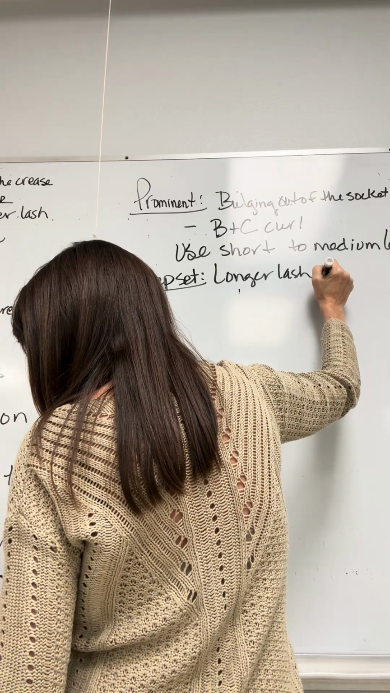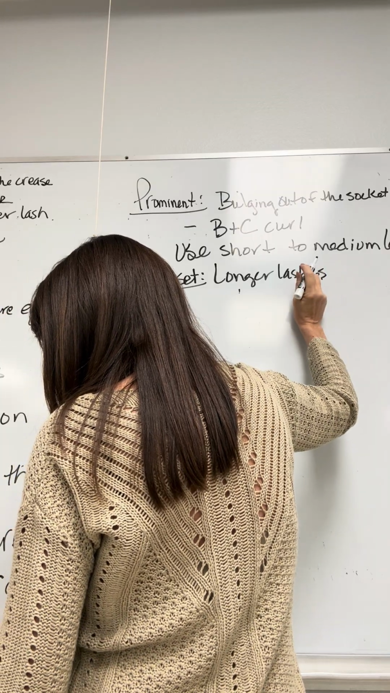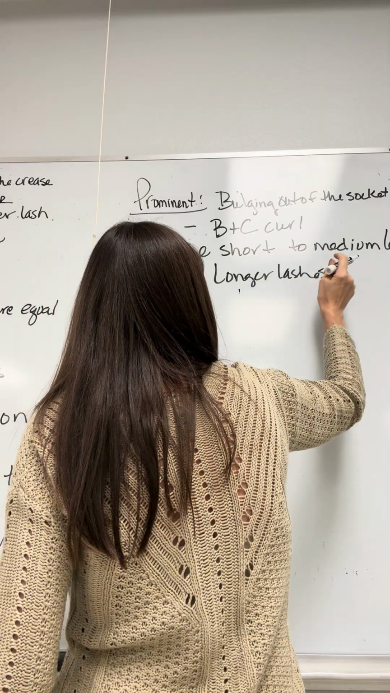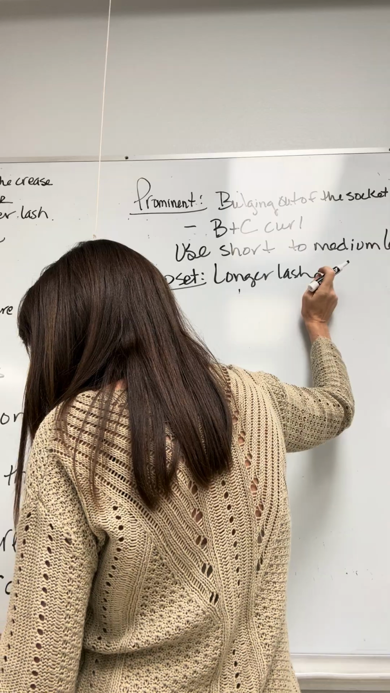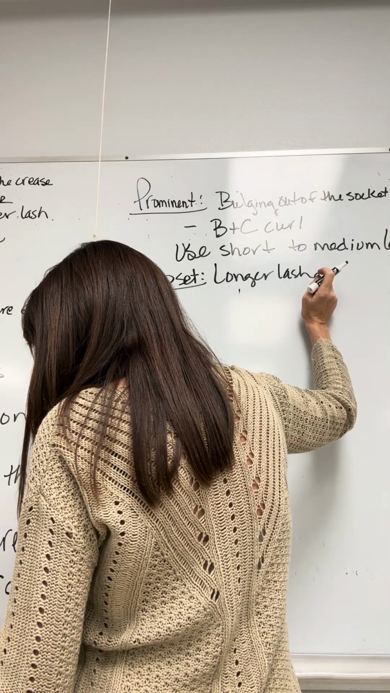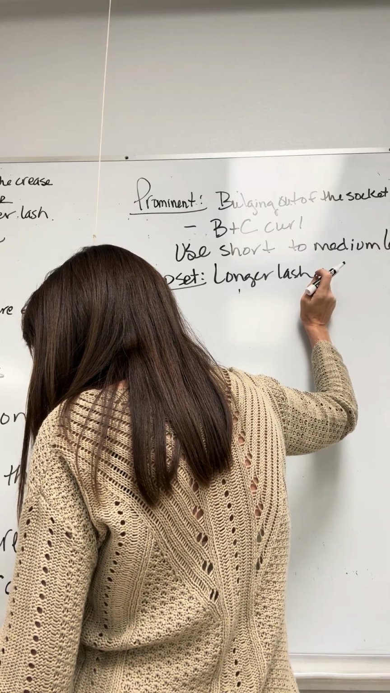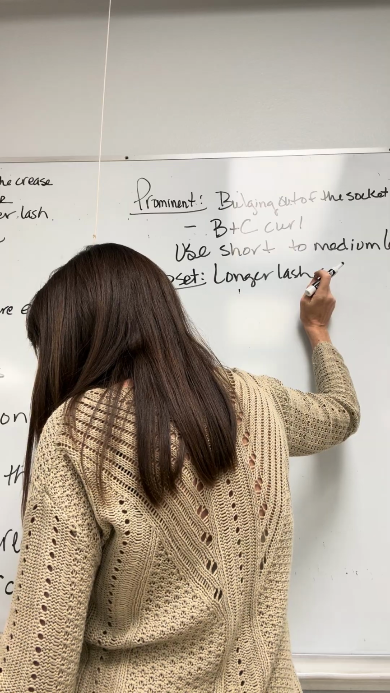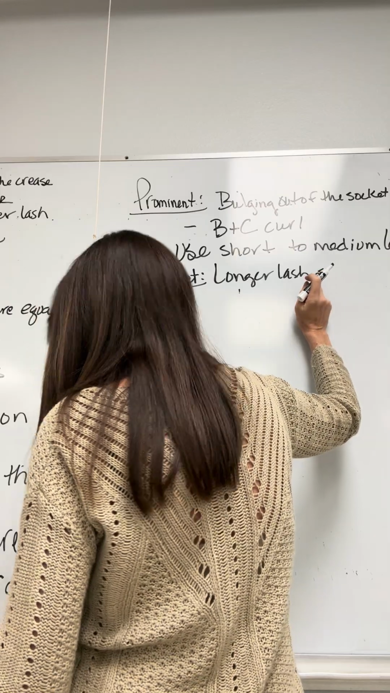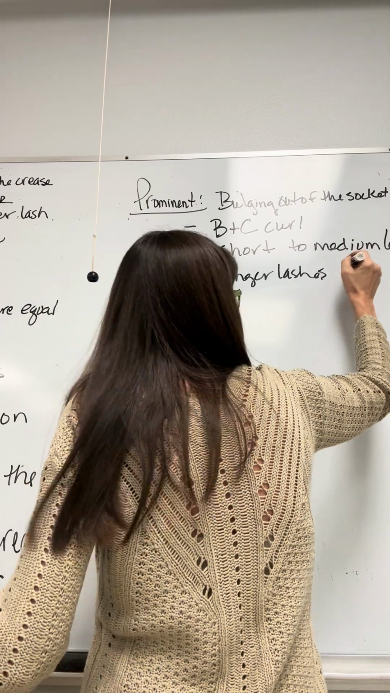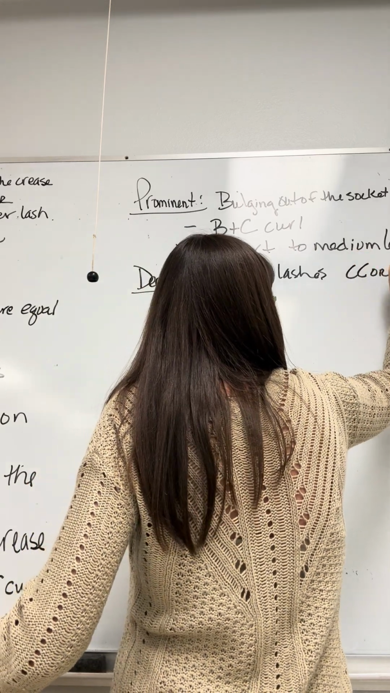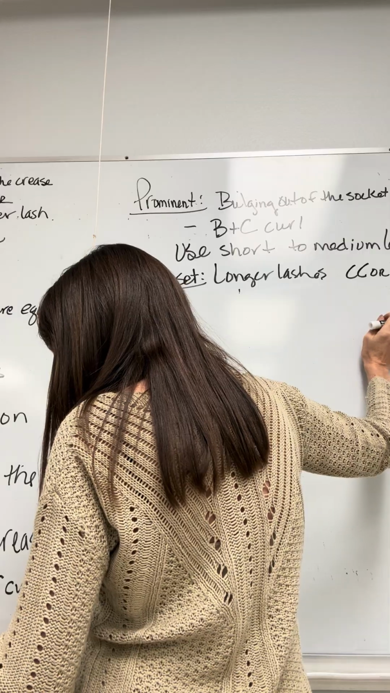Go for a wispy mixture of short and long. So it's short and long lashes with extra length and even a CC or D curl. This will draw the focus from the brow bone to the center of the eyes. Okay, so you can do a mixture, longer lashes, CC or D curl pattern.